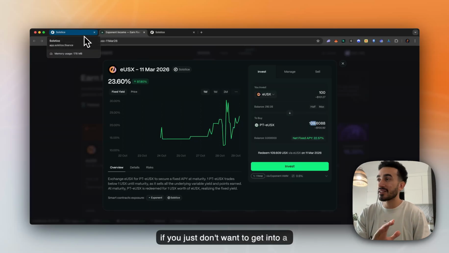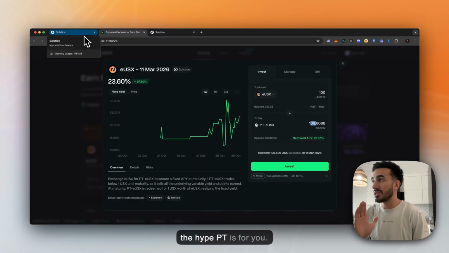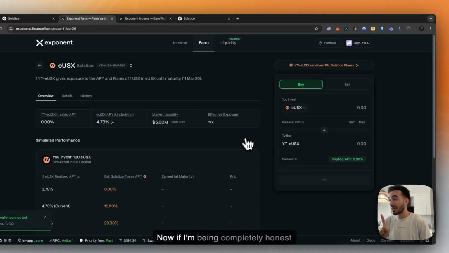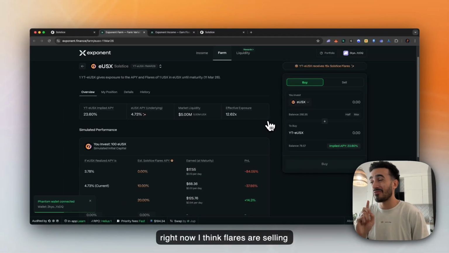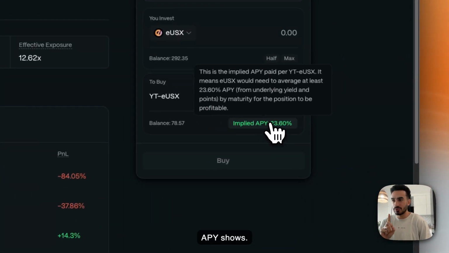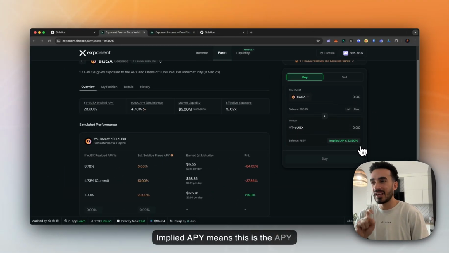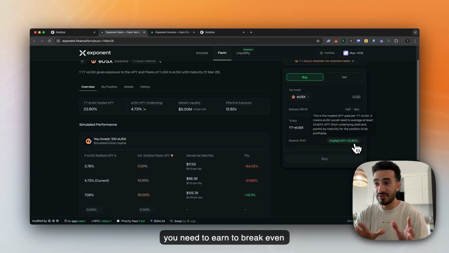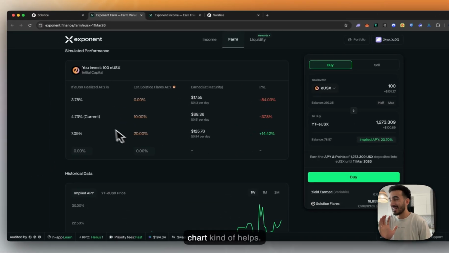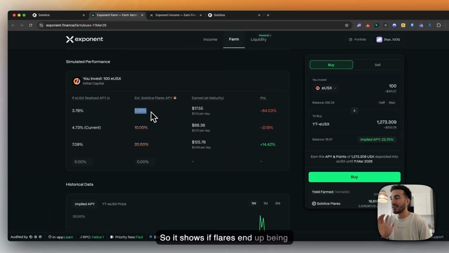If you just don't want to get into the campaign, but you want to sell into the hype, PTs are for you. YT is if you're bullish on flares. Now, if I'm being completely honest right now, I think flares are selling for a very, very high premium. I think they're a little overpriced because that's what this implied APY shows. Implied APY means this is the APY you need to earn to break even, right? So you need to also put 100 here so you guys can see it. And this chart kind of helps. It shows if flares end up being worth nothing, zero, it's a fugazi, you're actually going to be down 84% of how much you buy in the YTs, which is a little scary.